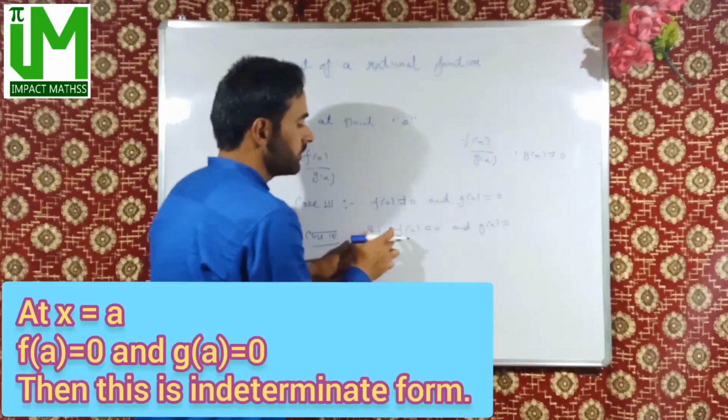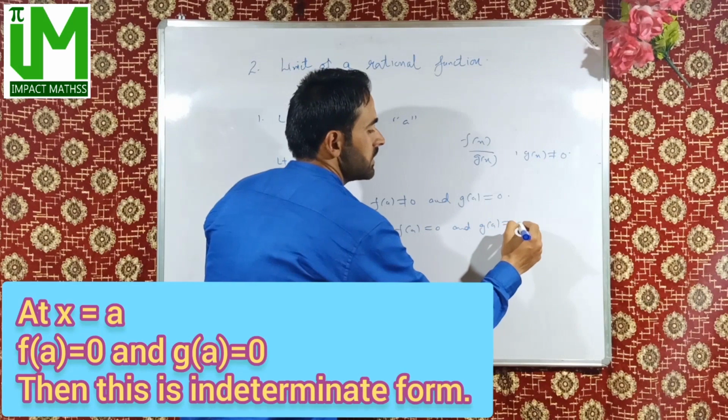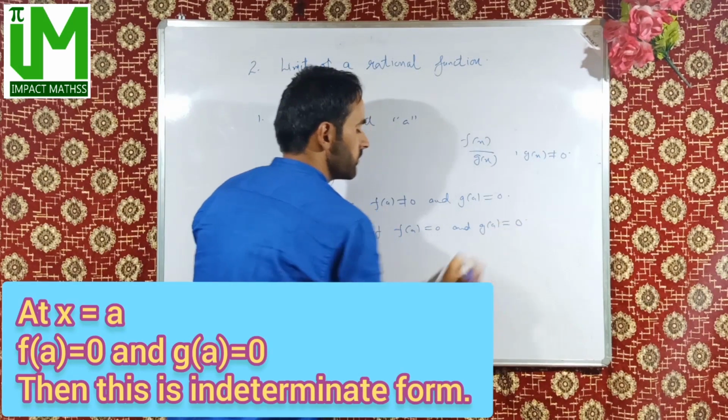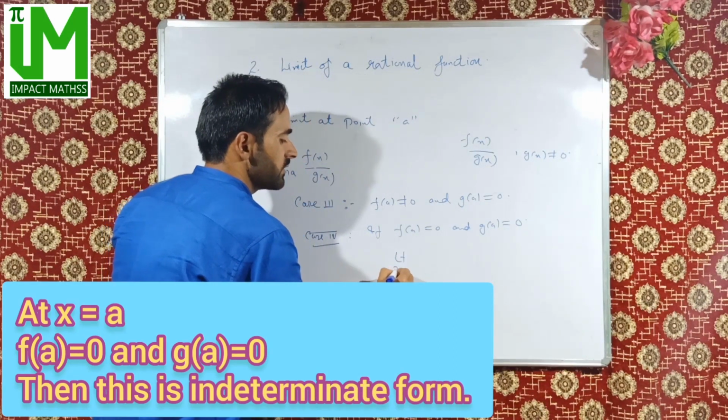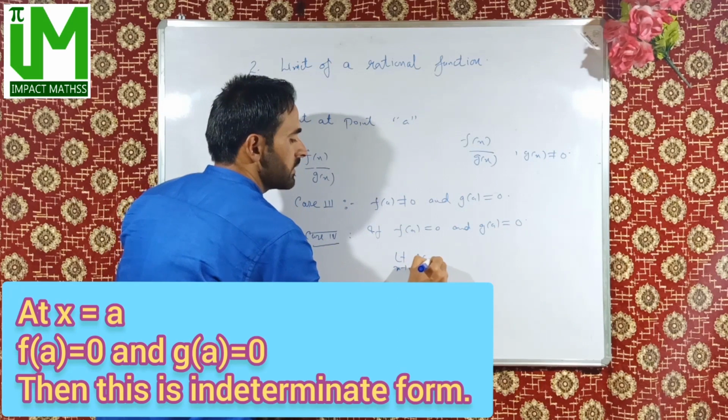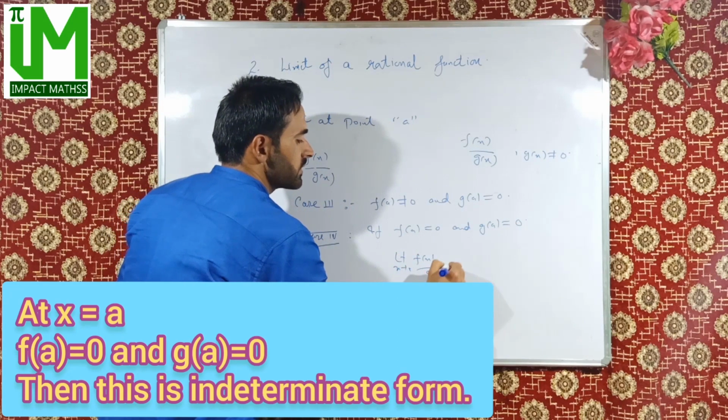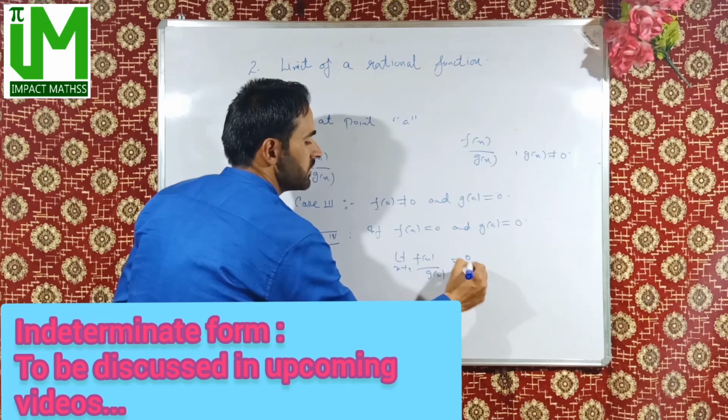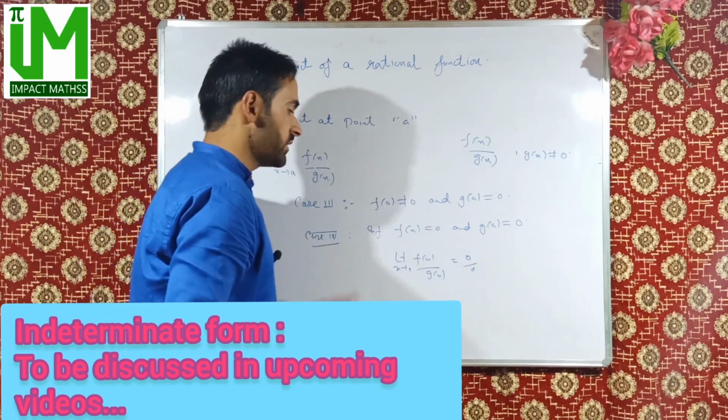And case fourth, if f of a is equal to 0 and g of a is also 0, which means limit x tends to a of f of x divided by g of x is of the form 0 by 0, then this is called an indeterminate form.